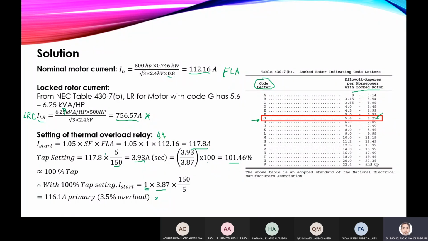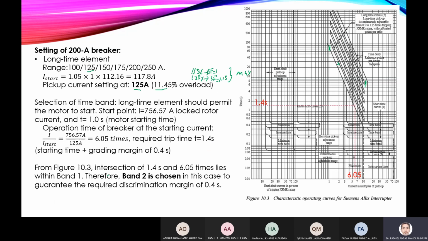So first of all, I got the pickup settings, and now for the time I should look at the starting current. So this is my value at which I want to set the time. You know that at the locked rotor, this current and the starting current of the motor is 1 second. So I don't want this element, the short time element, to operate while the motor is starting. So I should delay it a minimum of 1 second, higher than 1 second by a margin.